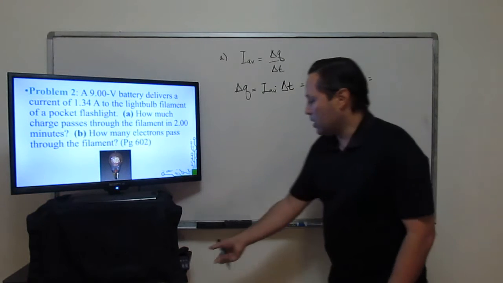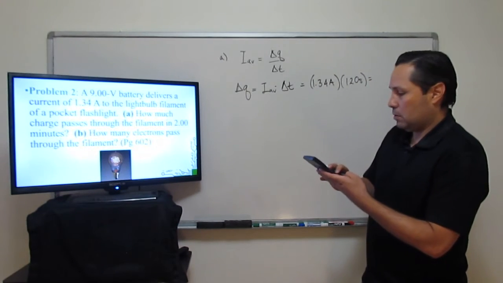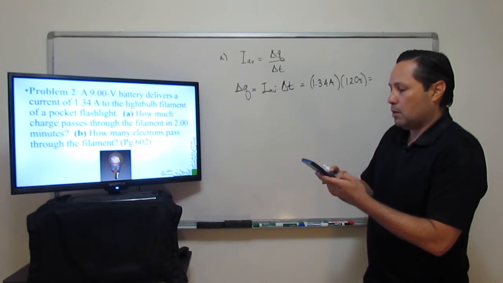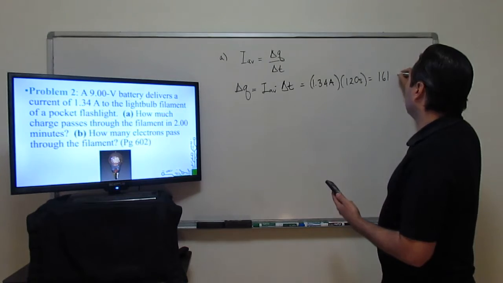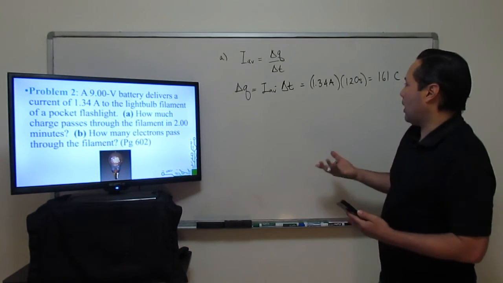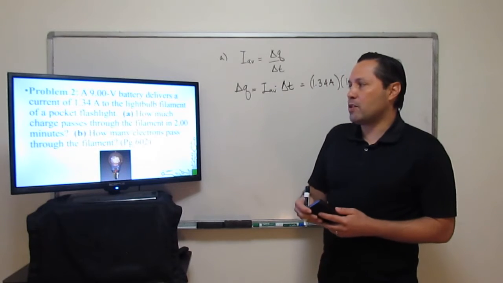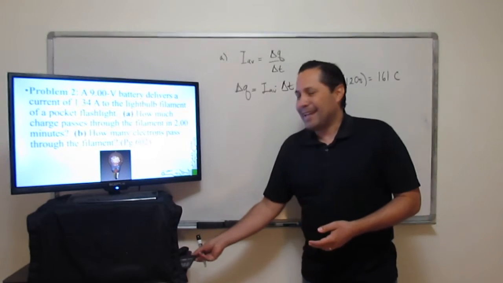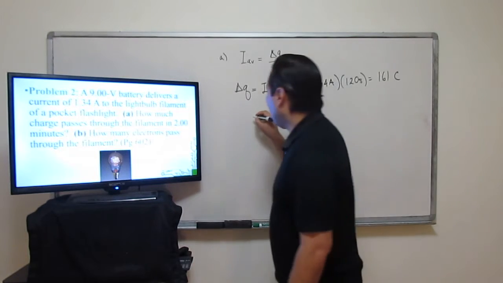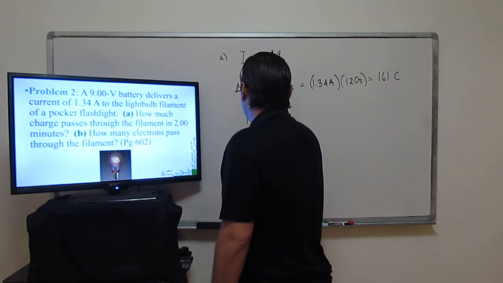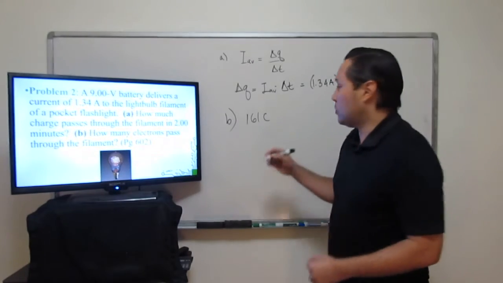All right, all we got to do now is just go ahead and multiply and we get our answer of, I'm going to round it off slightly to 161 coulombs. That would be our answer for part A. In part B, they ask you how many electrons pass through the filament in that amount of time. So again, we're going to go ahead and use our charge, 161 coulombs. This is for part B. And they want to know how many electrons is that?